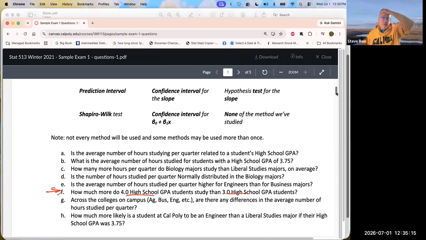How much higher is the hours studied in the 4.0s versus the 3.0s? We're saying how much higher is Y on average for an increase in X of 1. So it's related to the slope, but it's asking me how much higher. How much higher? Oh, how much higher? That is the slope itself. So a confidence interval for the slope is going to be the way to tackle part F.